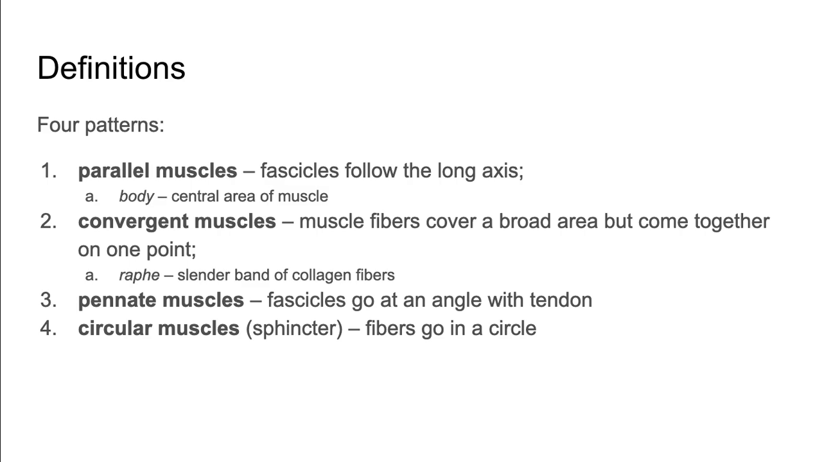Third, pinnate muscles, and these are muscles that go at an angle with a tendon. You also have circular muscles that are like sphincters, and they're fibers that go in a circle. So things like your orbicularis oris and orbicularis oculi, those are circular muscles. All right.